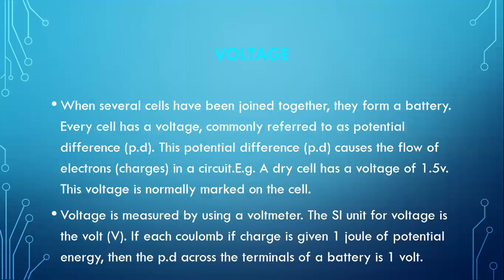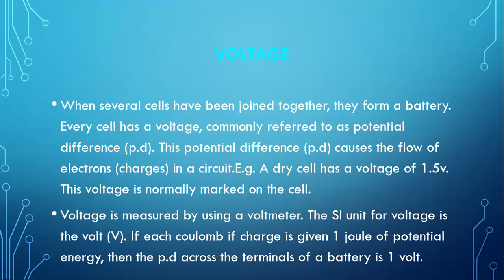Moving on, let's see the voltage. When several cells have been joined together, they form a battery. Now, every cell has a voltage that is commonly referred to as potential difference. Now, this potential difference is what causes the flow of electrons or charges in a circuit.